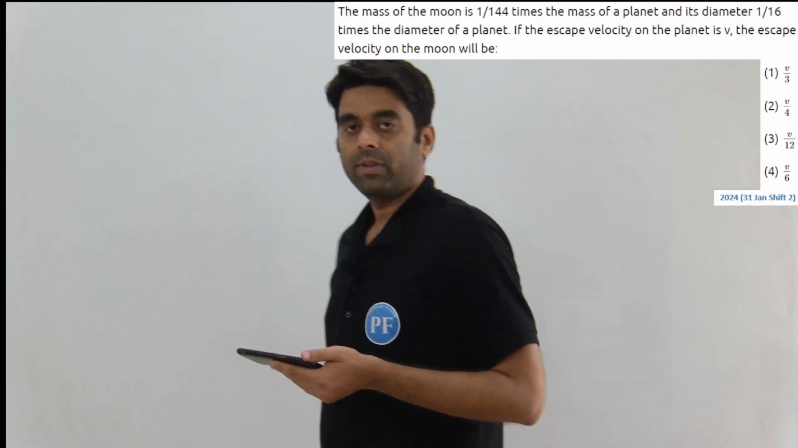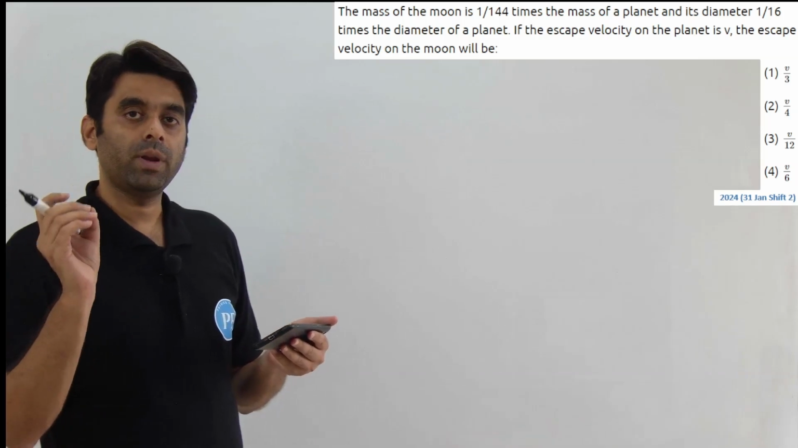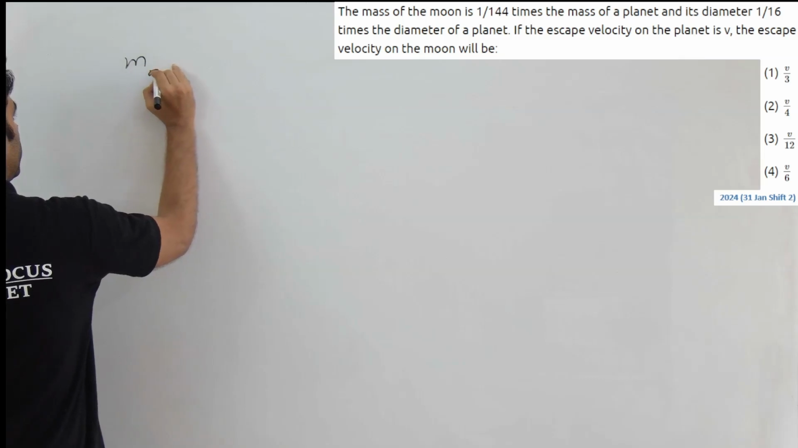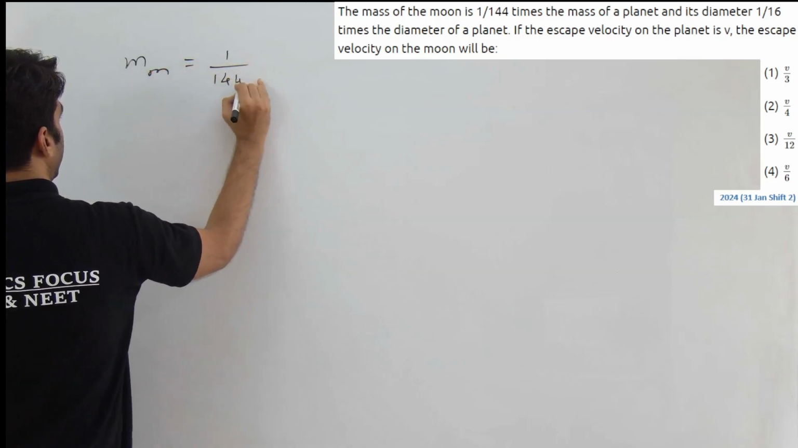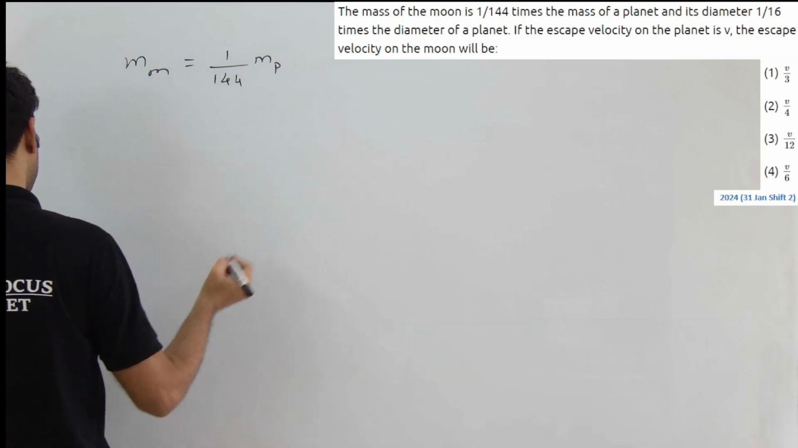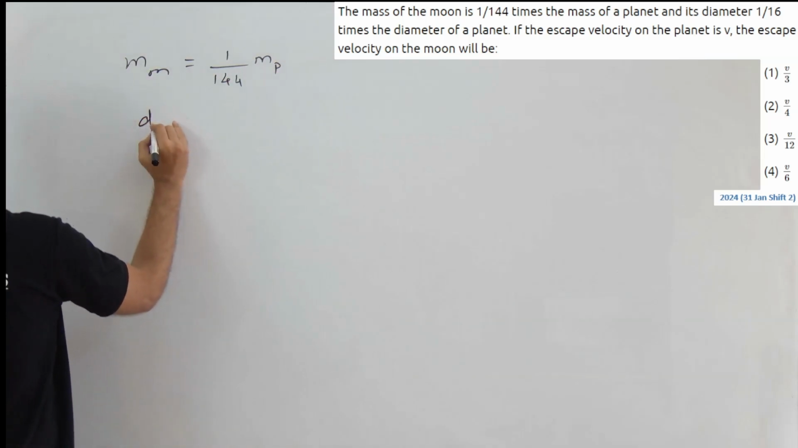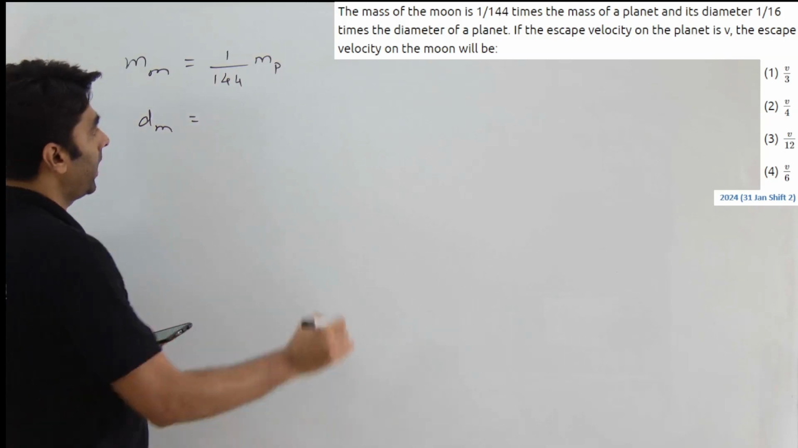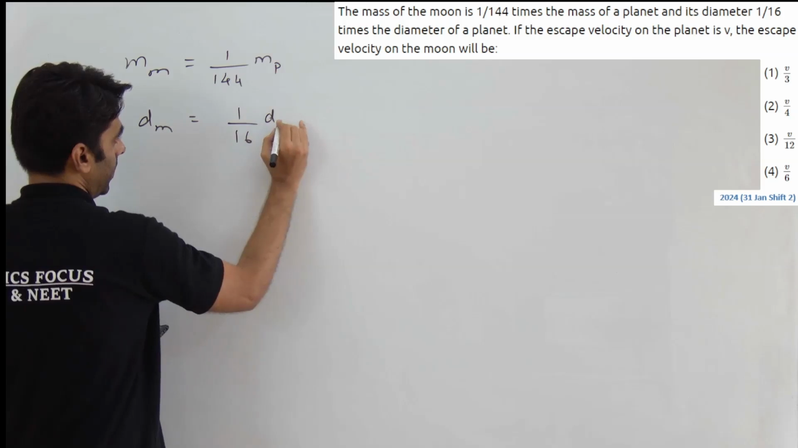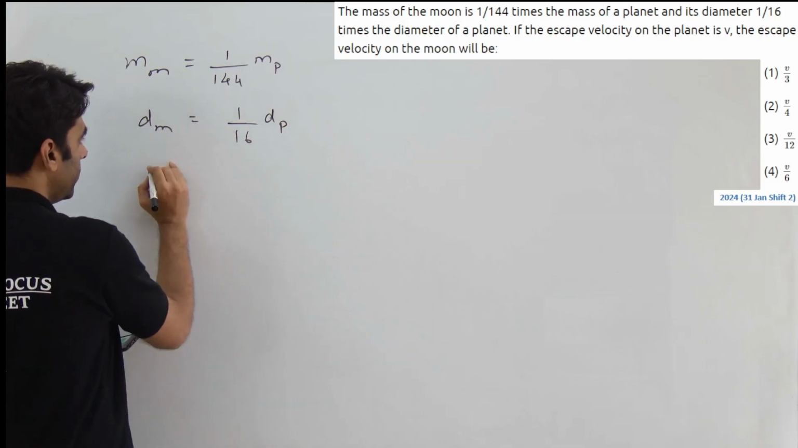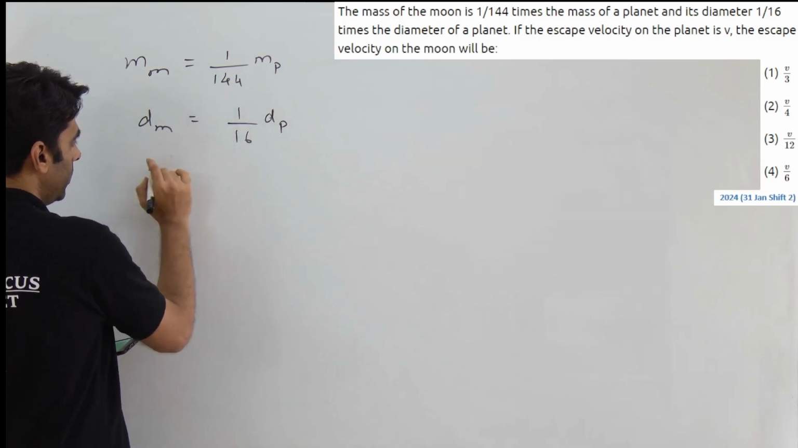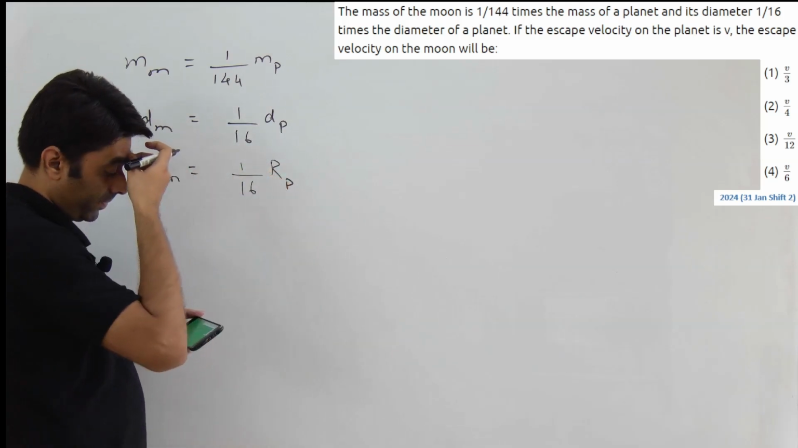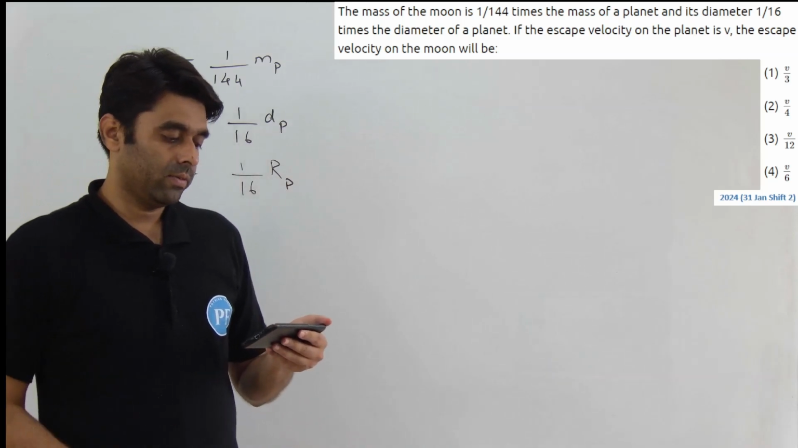The question we have is: the mass of the moon is 1 by 144 times the mass of the planet, and the diameter of the moon is 1 by 16 times the diameter of the planet. We can say the radius will also be the same, so the radius of the moon will be 1 by 16 times the radius of the planet. If the escape velocity of the planet is v, the escape velocity on the moon is?